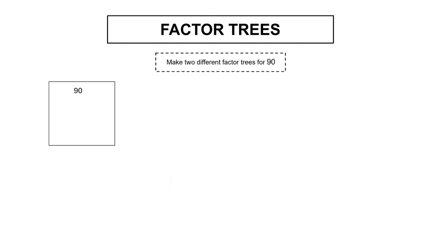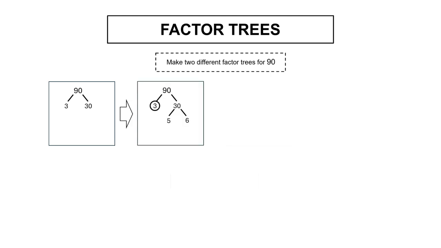Now we're going to make 2 different factor trees for 90. So 90 is not prime, so we need to branch off with a times table. We're just going to say 3 times 30. That gives us 90. 3 is a prime number. That branch will stop. 30 is not prime, so we need a times table for it.